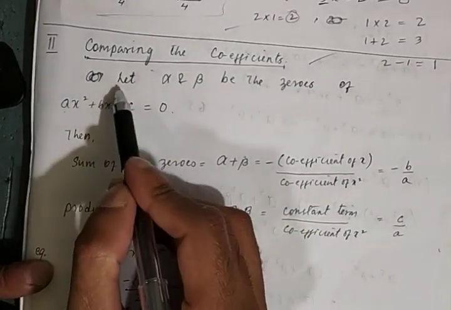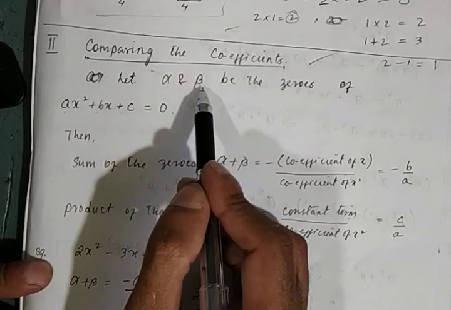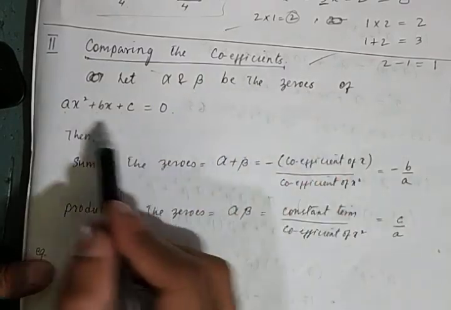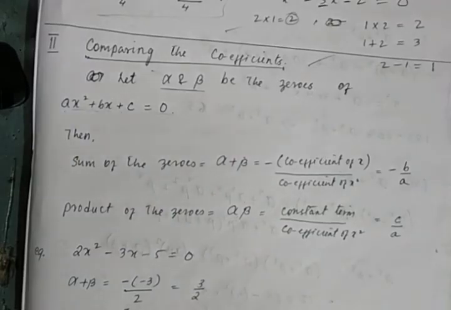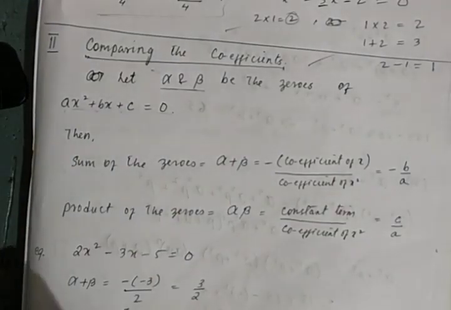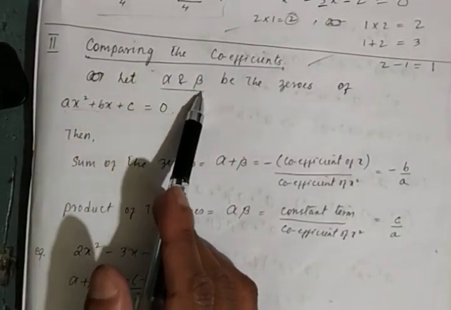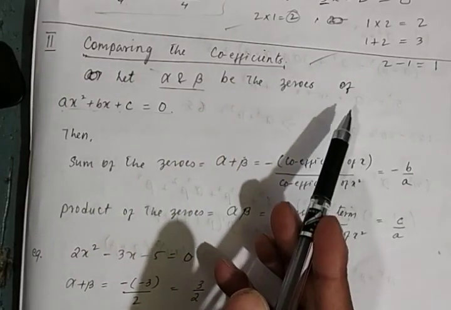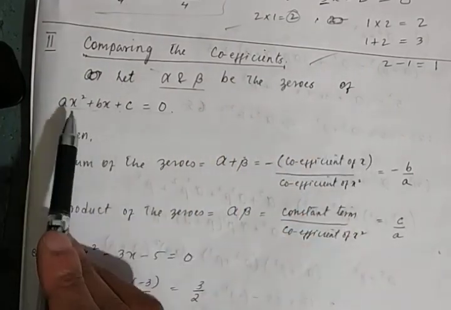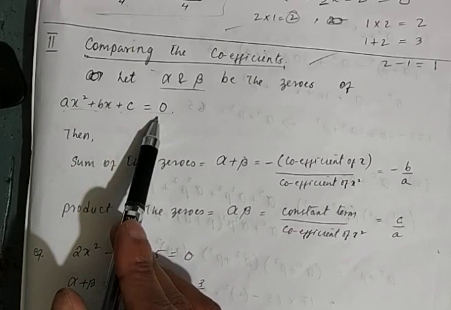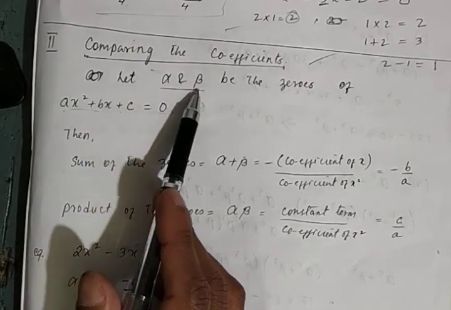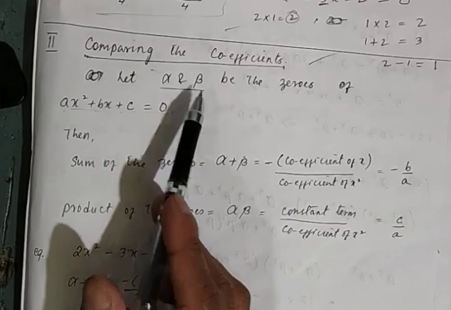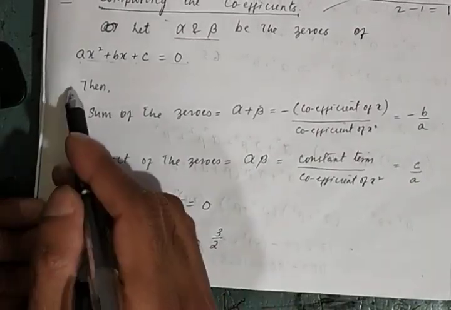So what have I written? Let alpha and beta be the zeros of this. You know what is the meaning of zeros? Means solution. Can you split the middle term? No. So I just assume that alpha and beta are the two zeros. Means two values of x, because this is a quadratic equation in x. So two values of x, alpha and beta. Now this is a very important output.